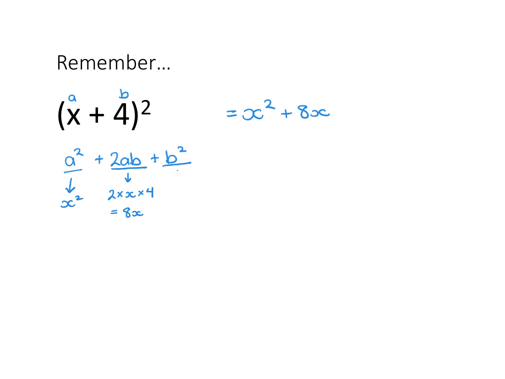And the last term would be b squared. So we would take the b, which is 4, and square that. And 4 squared is 16, so we will write positive 16. And that would be our final answer.